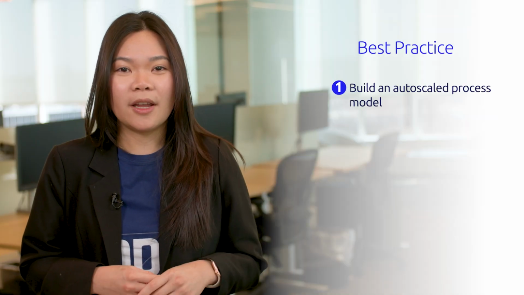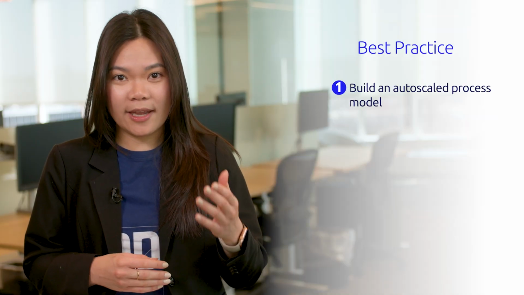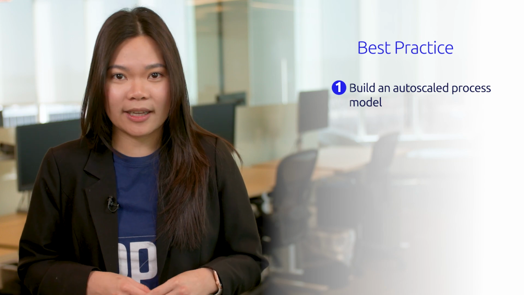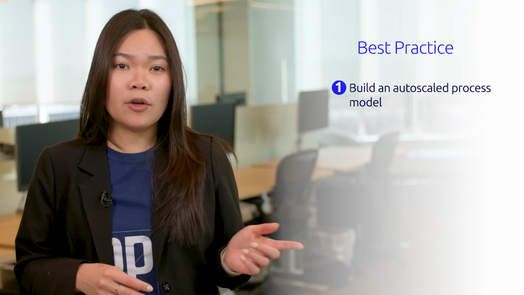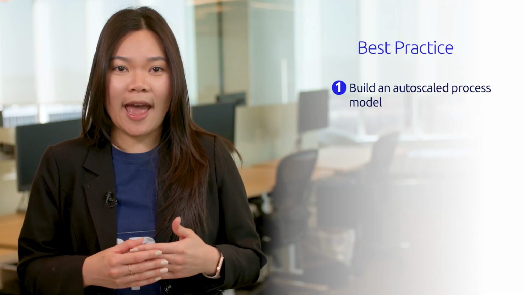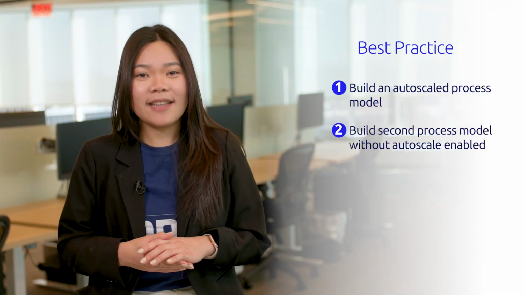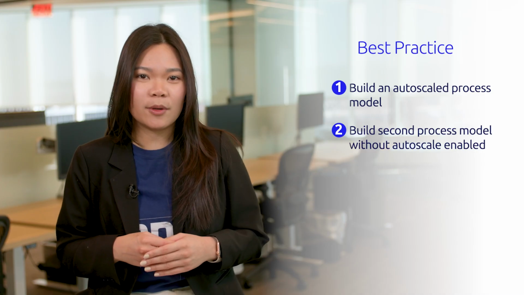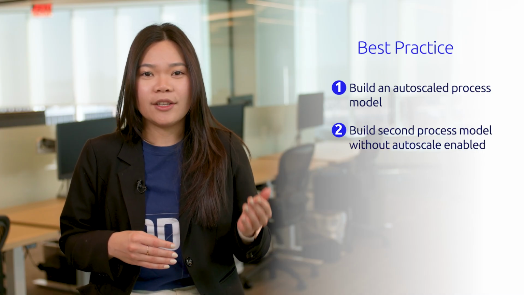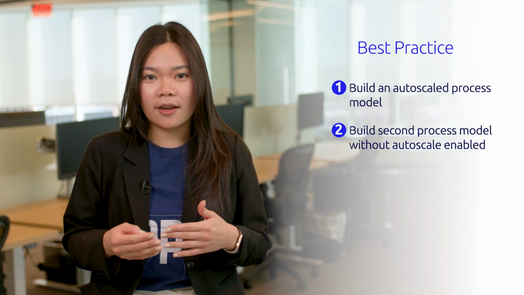Let's walk through how you would build it. First, build an autoscaled process model to handle instances that can be handled automatically without user intervention. Add a branching flow for the low number of cases that require human actions. Next, build a second process model without Autoscale enabled that includes the user input task or other activities to handle cases that require a human in the loop.